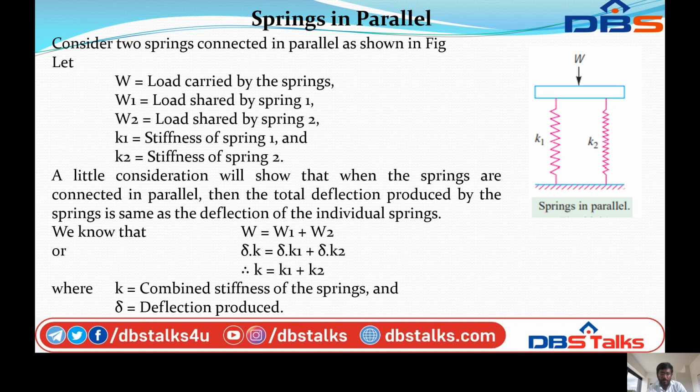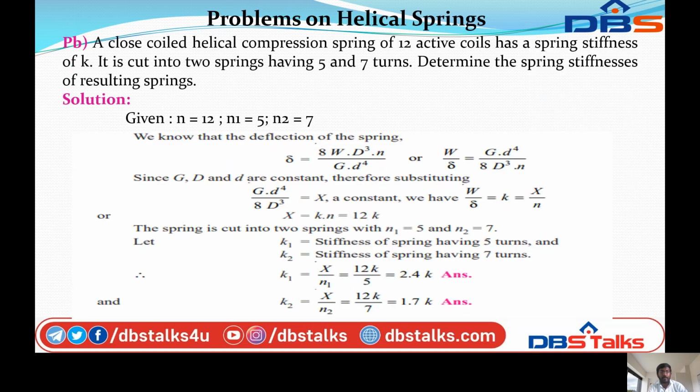So then go to the problems. Springs: problems on closed coil helical springs. Problem number 1. A closed coil helical compression spring of 12 active coils has a spring stiffness of K. It is cut into two springs having 5 and 7 turns. Determine the spring stiffness of the resulting springs.